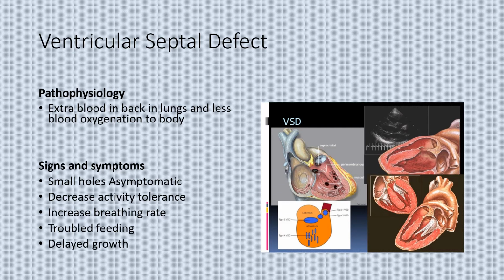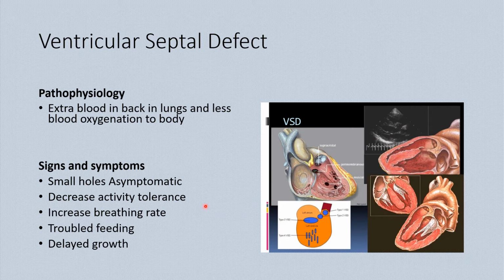The second defect is ventricular septal defect. There may be a large septal defect in any part of the septum between right and left ventricle, or there may be multiple defects, or a defect at an unusual upper or lower part of the septum. So what happens is that there would be extra blood back into the right ventricle and right atrium, back in the lungs, and there would be less oxygenated blood supply through the left ventricle to the parts of the body.